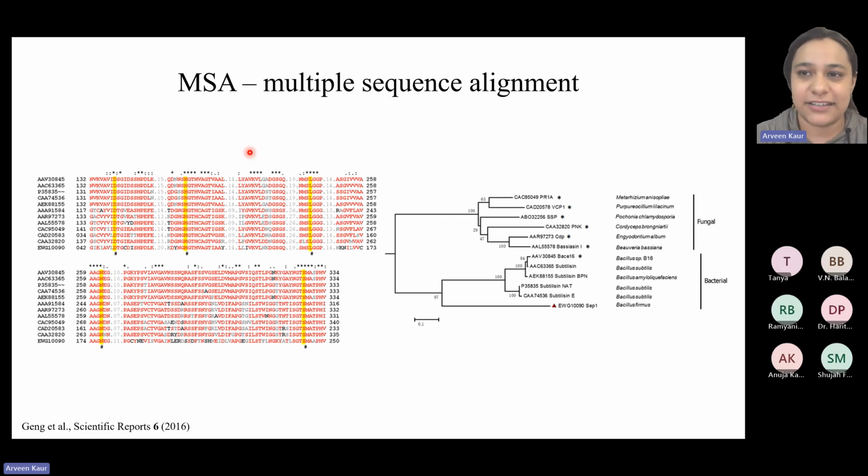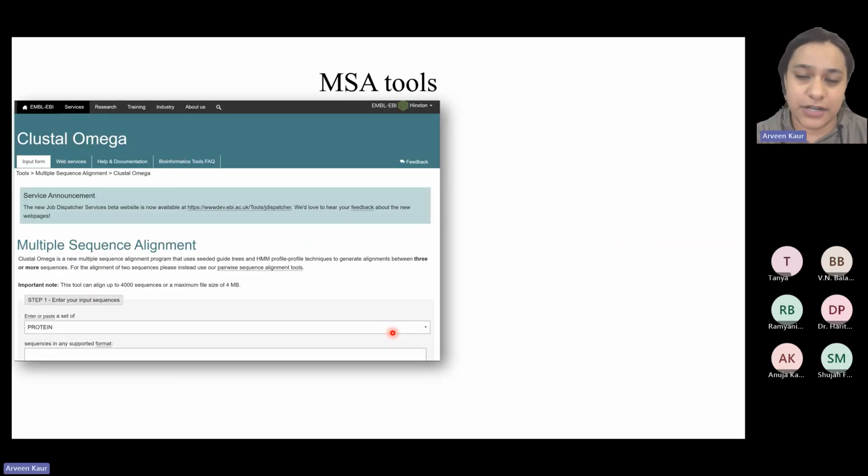On a very generic level, I will introduce this, because this is one of the topics that requires another whole session. But in a generic way, I will introduce everything that is present in this particular tree, and what it means. So first, before we actually talk about that tree, let us look at some MSA tools.